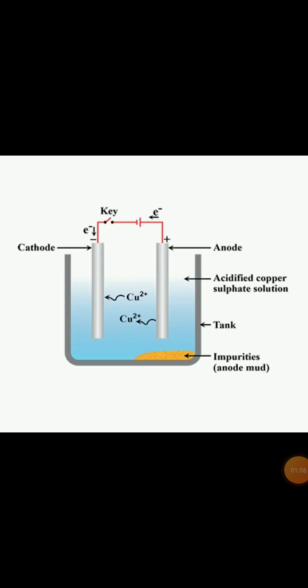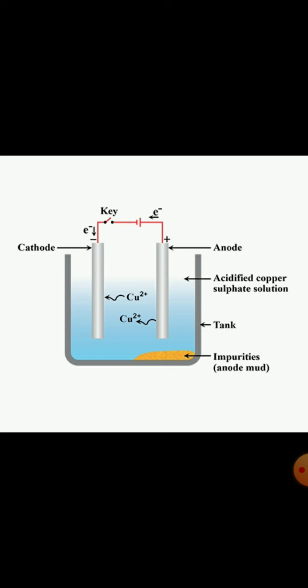In this process, the impure metal is made the anode and a thin strip of pure metal is made the cathode. So, here also in the figure you see the anode, that is the positive rod, and what will be the anode here? The impure metal. Okay, and what will be the cathode? It is the rod which will be a thin strip of pure metal.